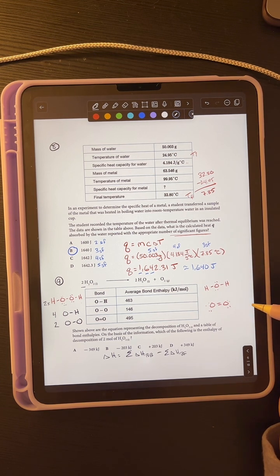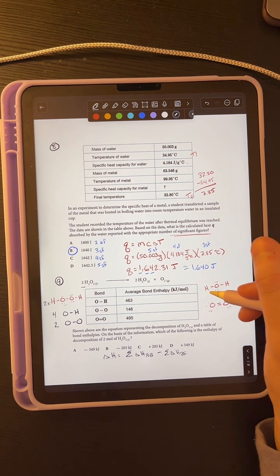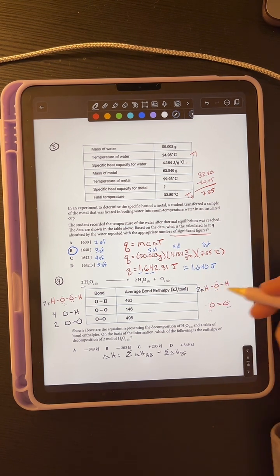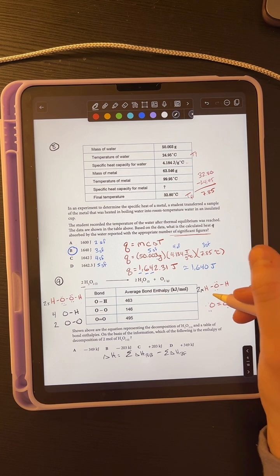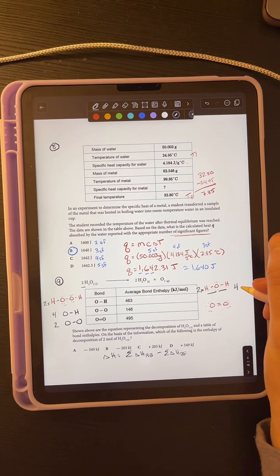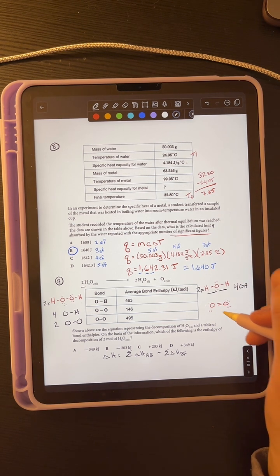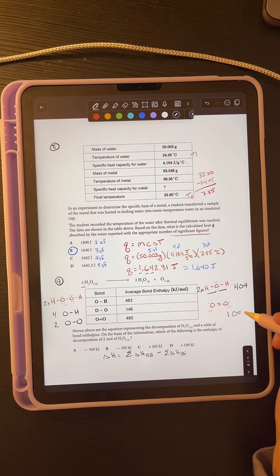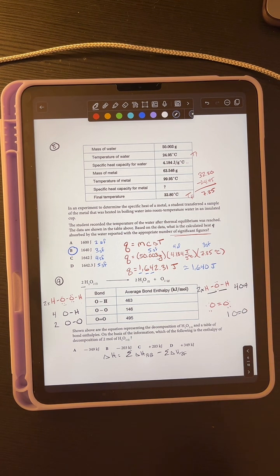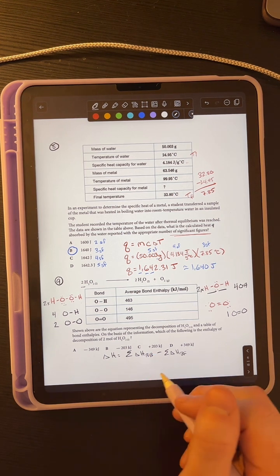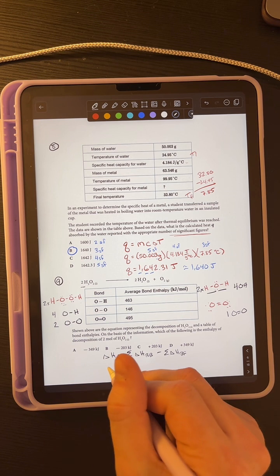Over on the other side, we have 2 water molecules, so 2 times that. We have OH and OH, so we have 4 OH bonds. And then we have 1 O double bond O. So what we're going to do is plug these values in based on however many we have.